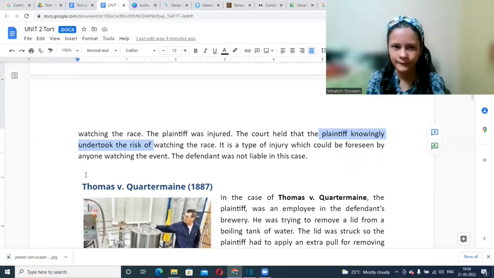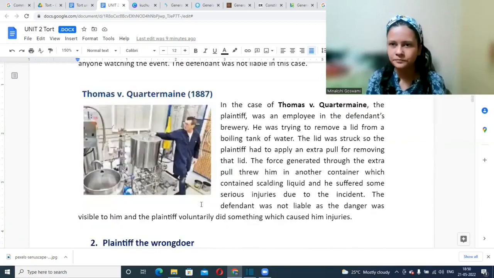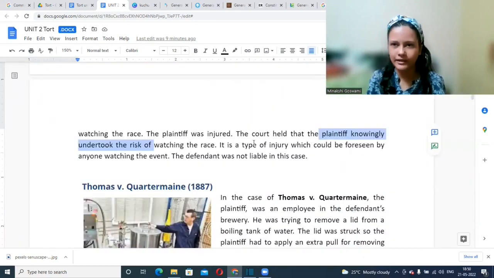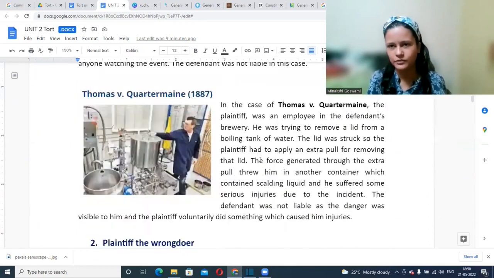Okay. Ma'am, but these case laws are not mentioned in my notes, ma'am. So is that okay? Yeah, I'll share it with you. I just added a few things. I will share the revised one with you. Yes, ma'am. Please share the revised one with me.